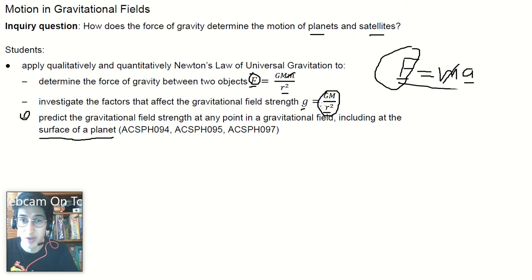So you can try it for yourself. All of these values for Earth, as in mass of the Earth and radius of the Earth, are all given in your data sheet. Try it out and see if you get a value of about 9.8 meters per second per second. You should be able to get that.